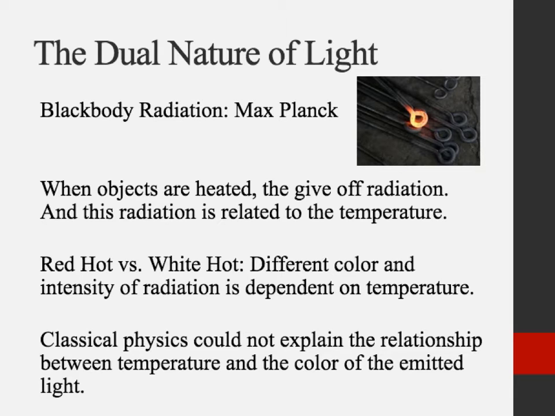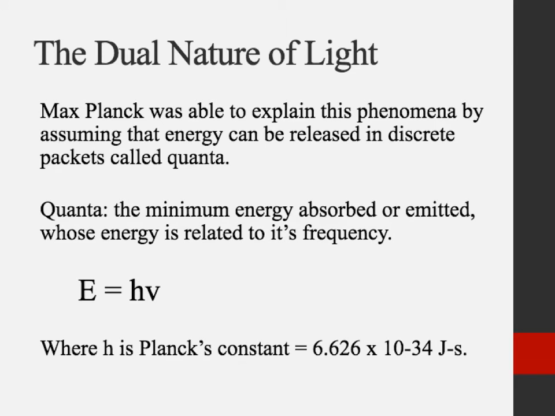However, Max Planck was able to explain this phenomenon by assuming that energy can be released in discrete packets called quanta. Quanta is the minimum energy absorbed or emitted whose energy is related to a frequency. He came up with the formula E equals h nu, where h is Planck's constant, 6.626 times 10 to the negative 34th joules per second. Nu is our frequency, and E is the energy value.